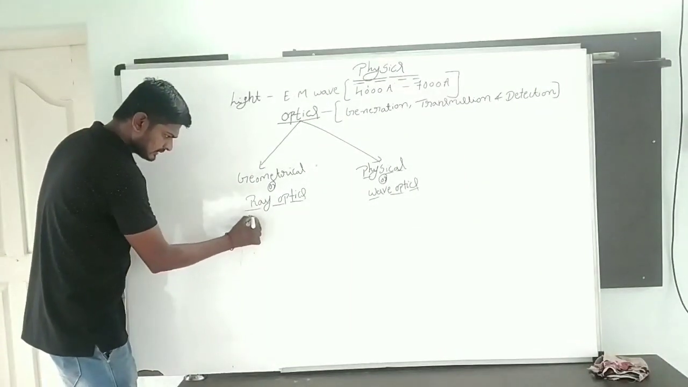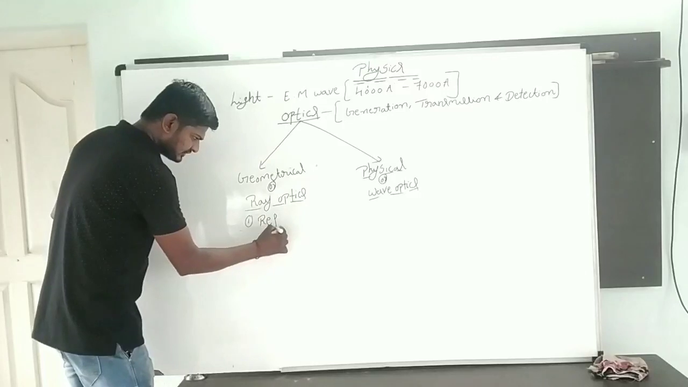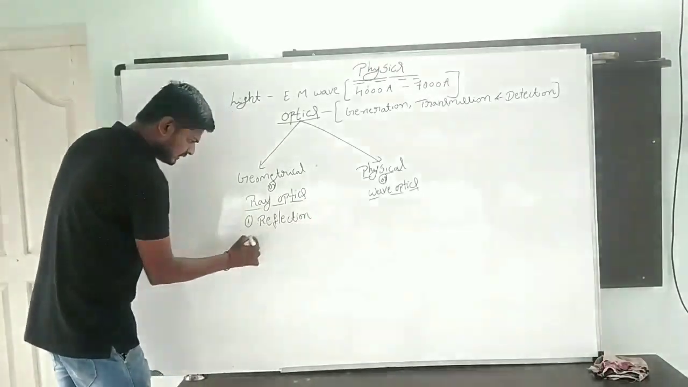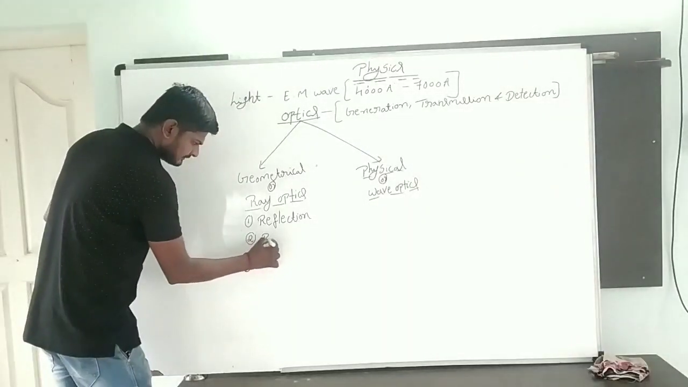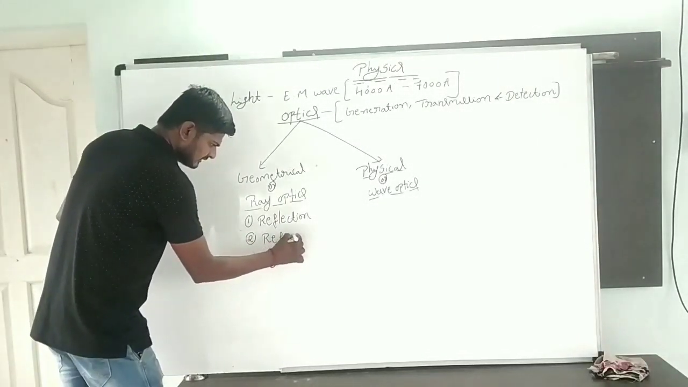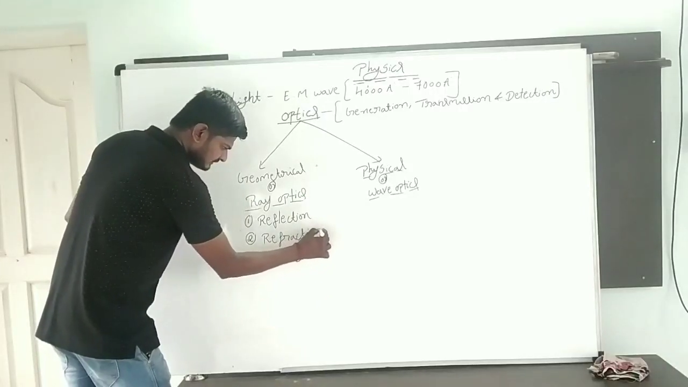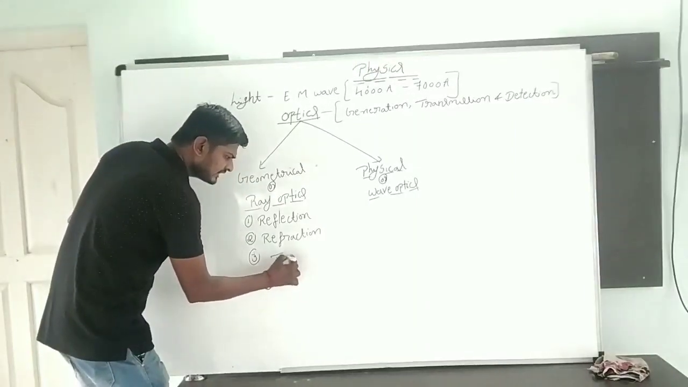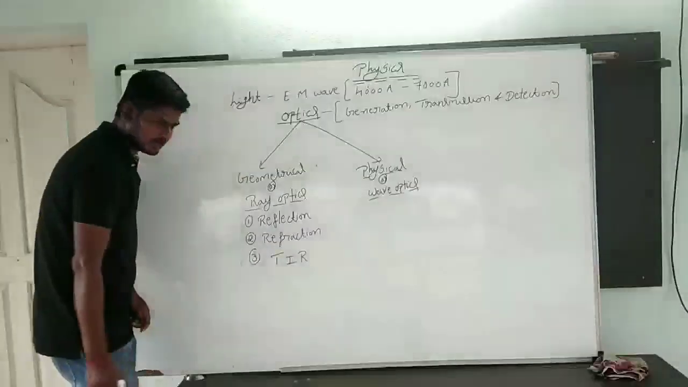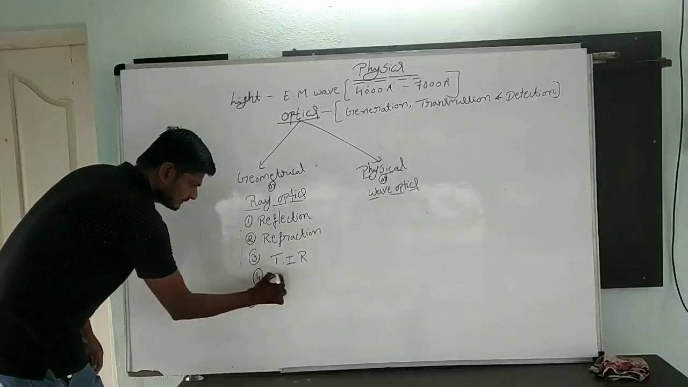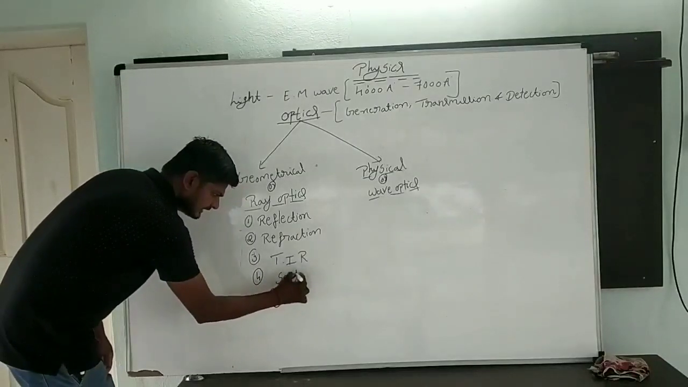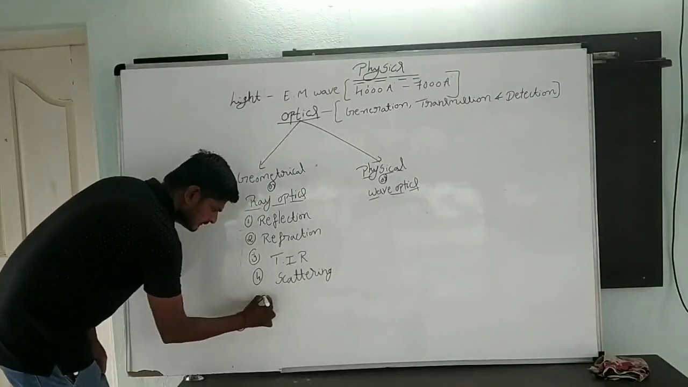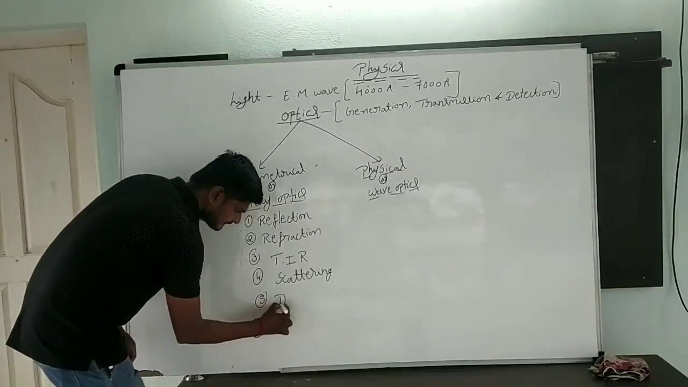First one, reflection. Second one, refraction. Third one, TIR, total internal reflection. Fourth one, scattering. Fifth one, dispersion.